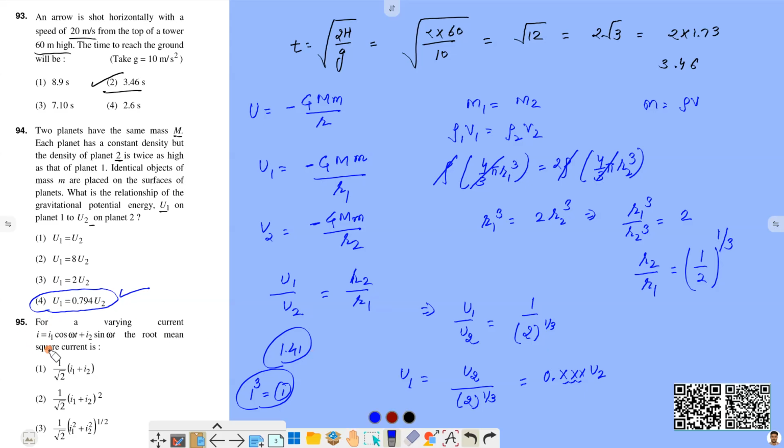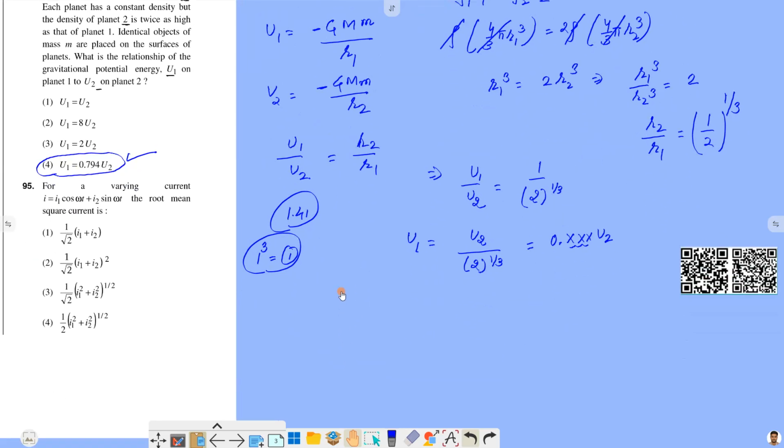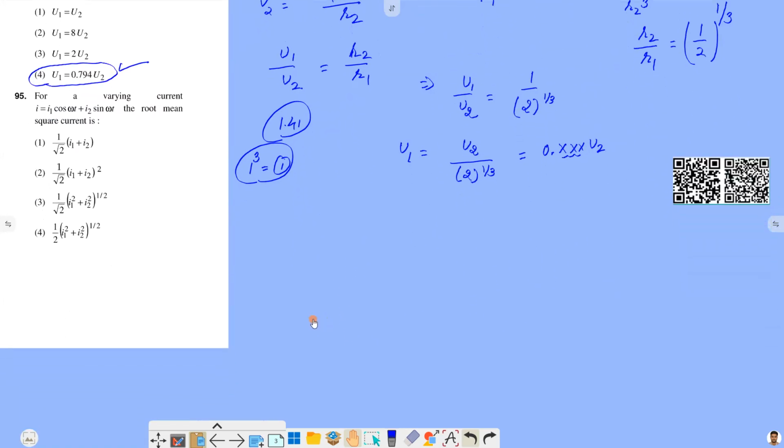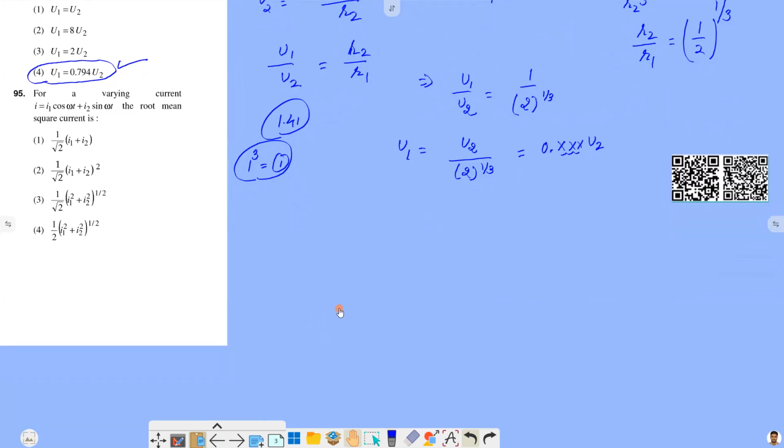Now let's move to the next one, 95th. So for a varying current I1 cos omega t plus I2 sin omega t, we have to find out the RMS value.